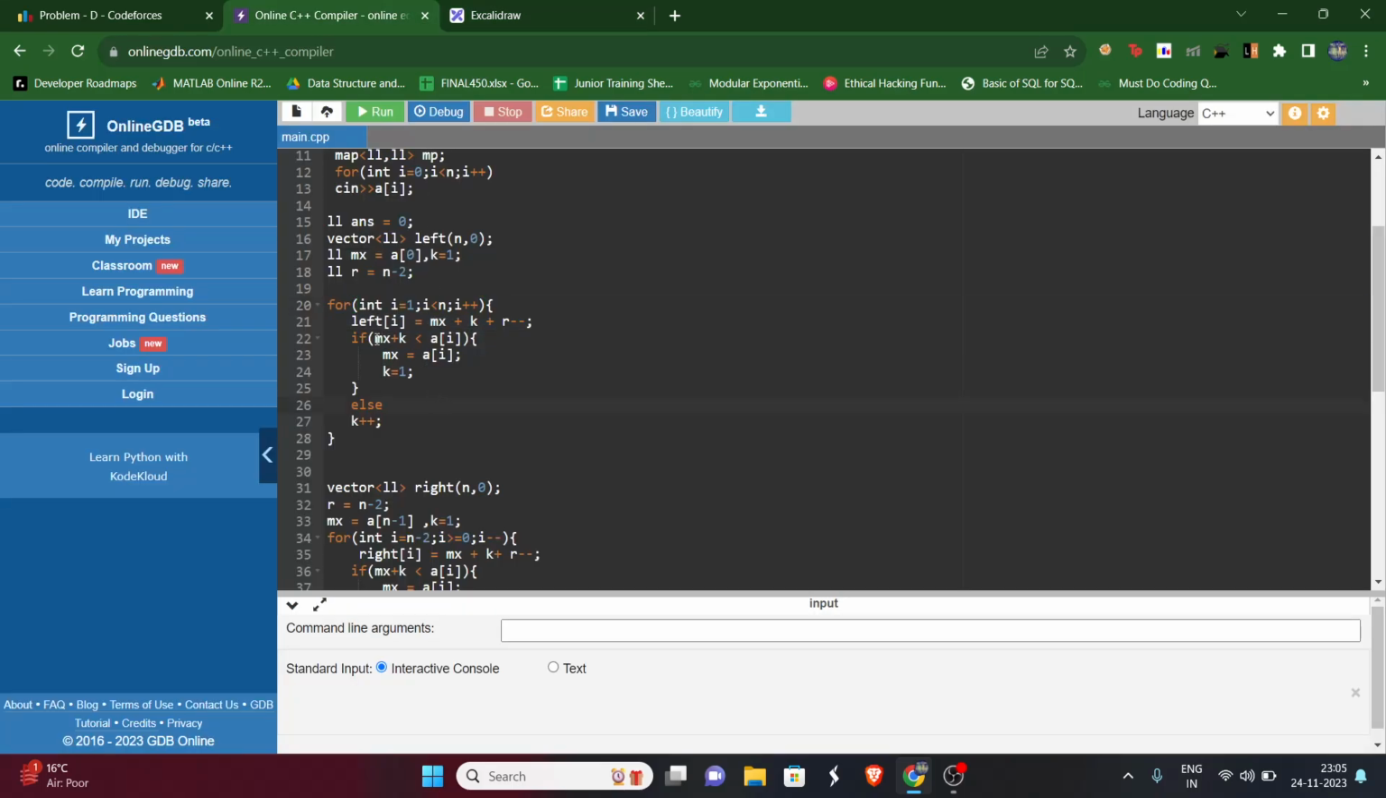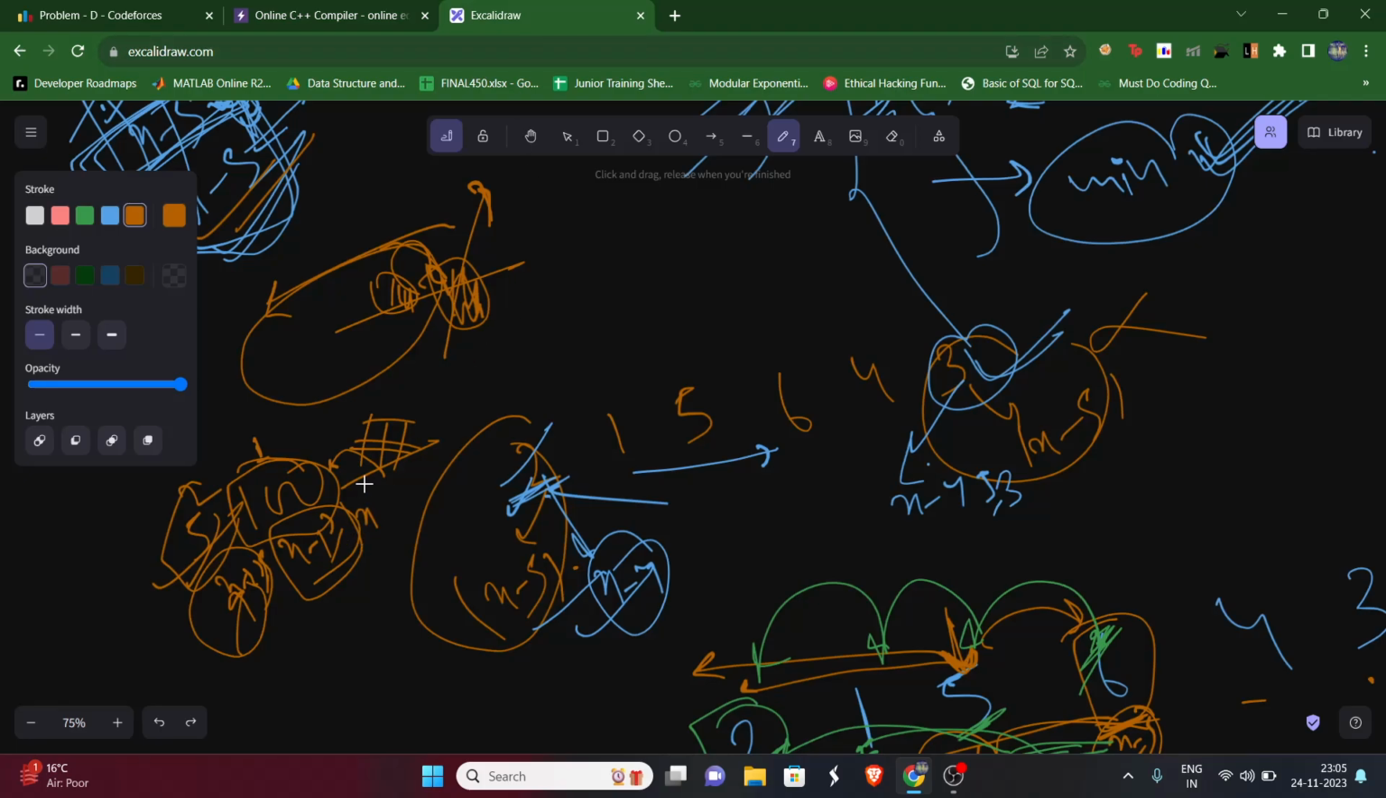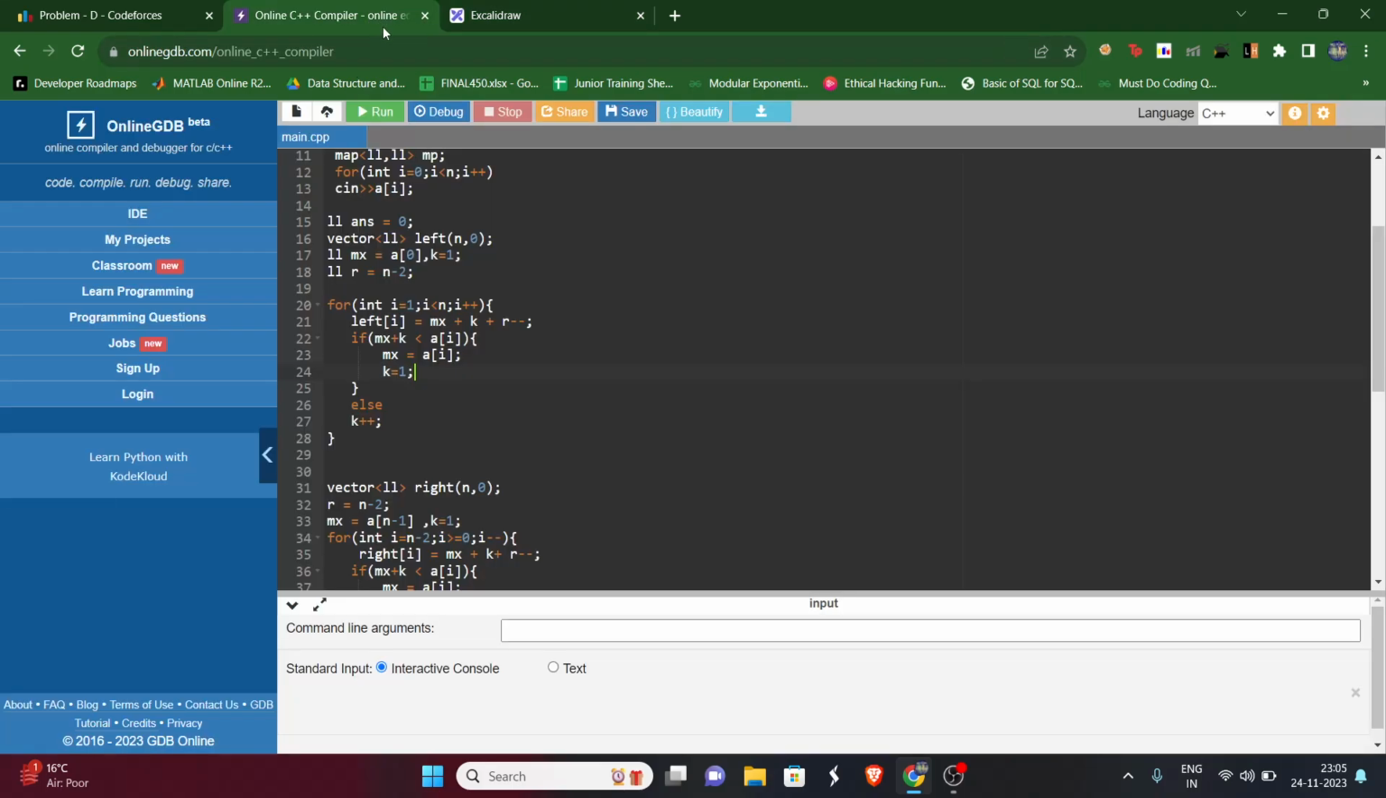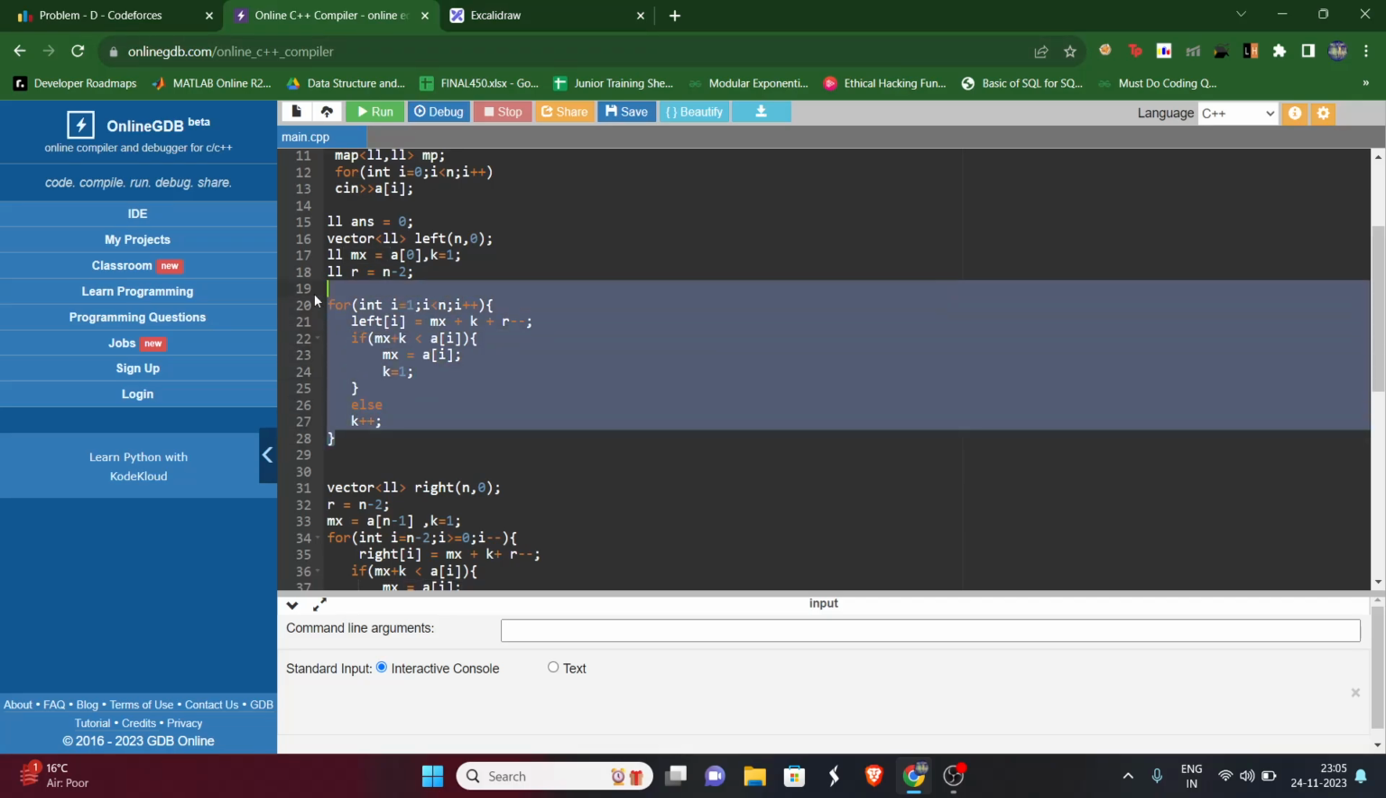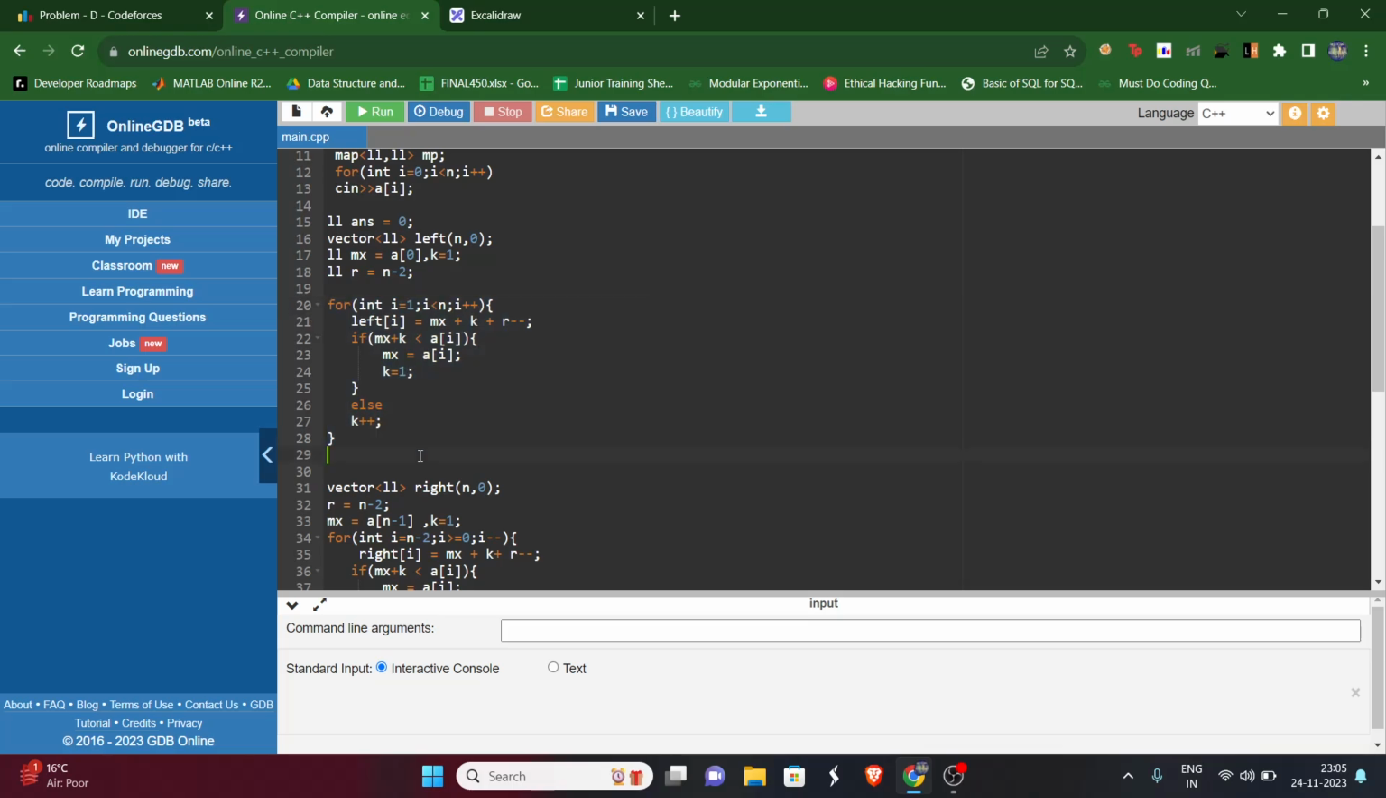That's why we are selecting this mx element, and if that is less than or equal to a of i, we are just assigning it, and setting k equal to 1. Why? Because our new pivot point will become this one. So from here we have just 1 point, and if we move one forward, then we'll update k to 2, and we'll keep updating mx. If you'll see, mx is being updated continuously.